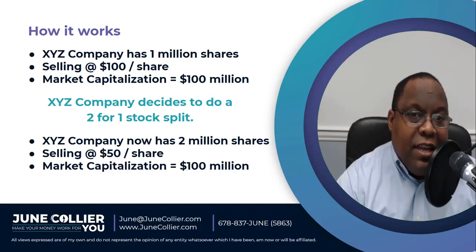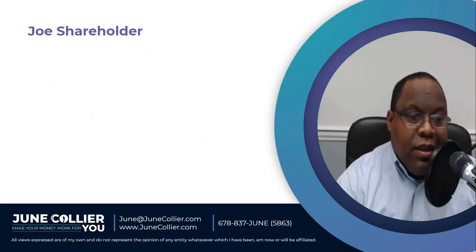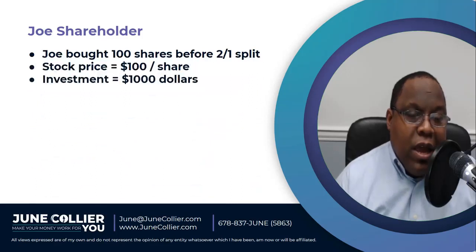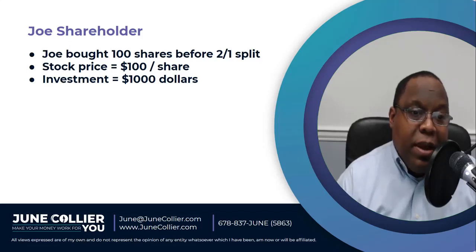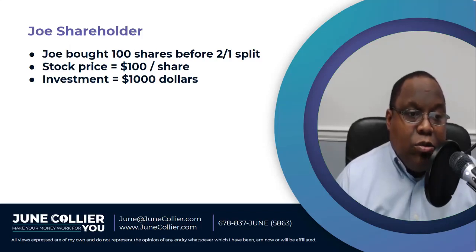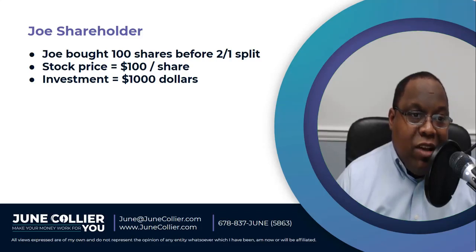So how does this affect the individual trader or the individual investor? Let's take a look at Joe Shareholder. Now, Joe went out and he bought 100 shares before the 2-for-1 split. So he bought 100 shares. He paid $100 per share. So Joe invested $10,000 in XYZ Company.